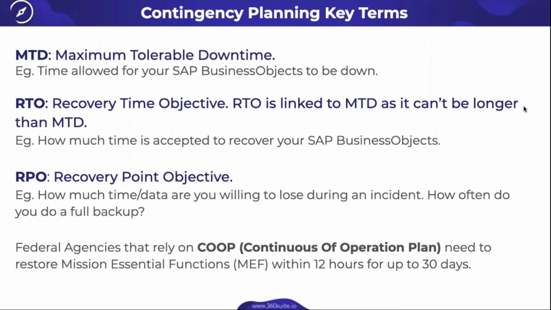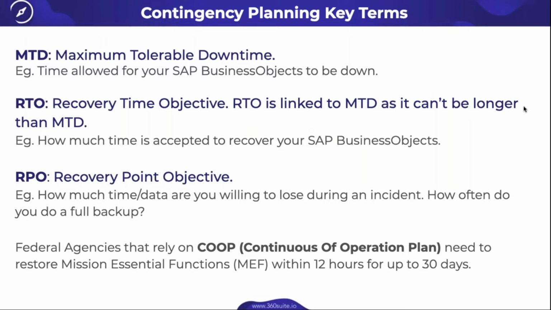All right. So contingency planning, maximum tolerable downtime, or MTD. That's the time allowed for your business objects to be down. RTO, recovery time objective, that's linked to MTD. It can't be longer than the MTD. How much time is acceptable to recover your business objects?